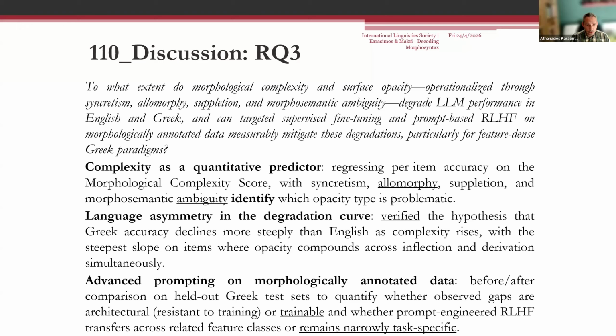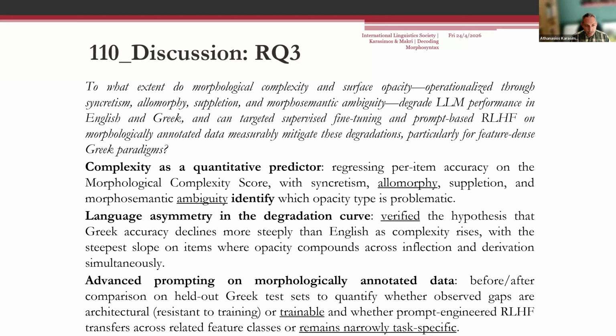Also, the language asymmetry in the degradation curve verified the hypothesis that Greek accuracy declines more steeply than English as complexity rises, with the steepest load on items where opacity compounds or covers the area across inflection and derivation simultaneously. For example, the adjectives, or the degrees of the adjectives, or the participle.